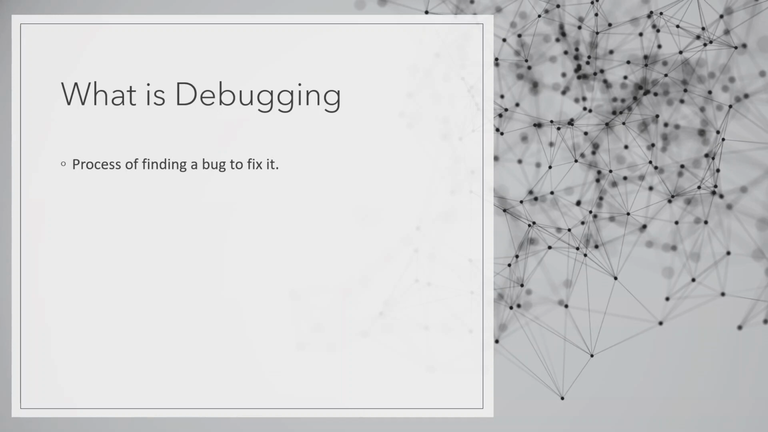So basically, debugging is a way of finding the bugs in your application, right? Your application is not working as expected, and you want to find out what might be going wrong. That's when you debug your code, right?